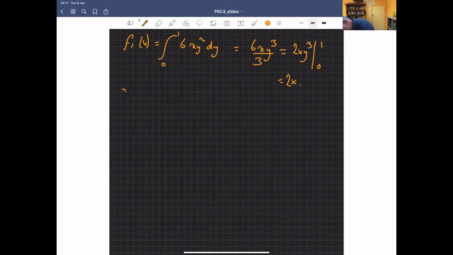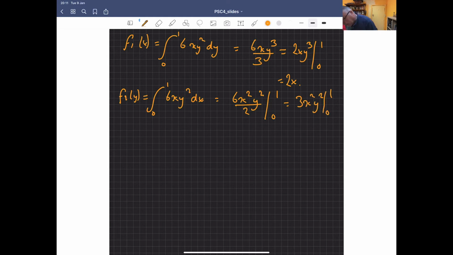Let's get to the marginal of y. So we want the marginal of y. So again, integrate the same thing again, but this time with respect to x from 0 to 1, which is now 6x squared y squared over 2, 0 to 1, which simplifies to 3x squared y squared, 0 to 1. Remember, this is with x, so we substitute in for x, which is 3y squared.